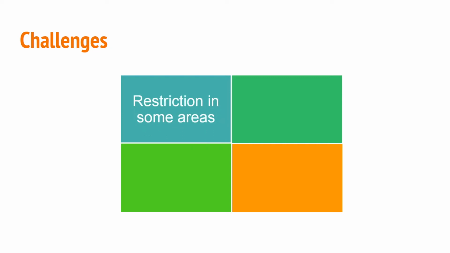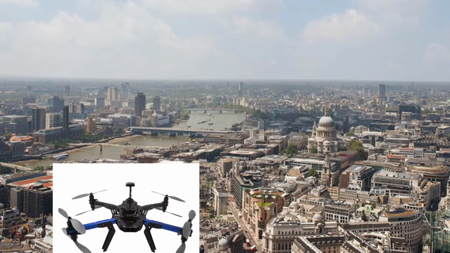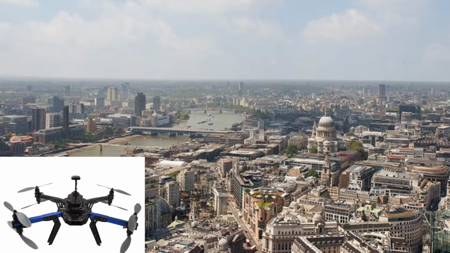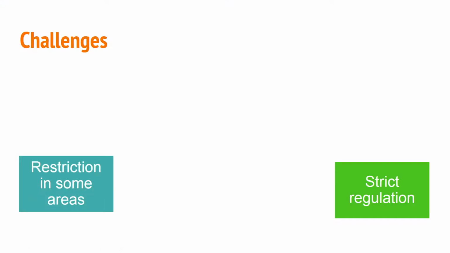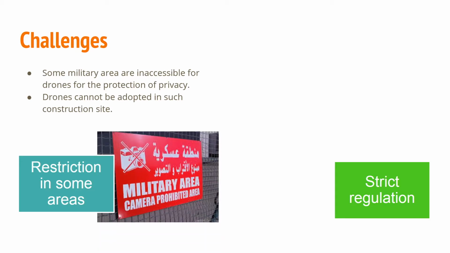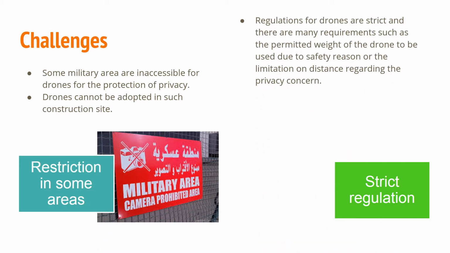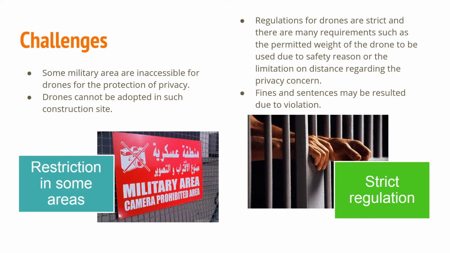Next, I'm going to talk about the challenges of using drones. Before I begin, we need to first realize one special issue about drones. Drones are small in size and they can get access to different places easily without being noticed. Therefore, it raised the concern about this invasion to privacy. It leads to the restriction of the use of drones in some area, such as military area, and drones cannot be adopted in such construction sites. Moreover, for the regulations of drones, they are very strict in order to protect the privacy and safety problem. Fines and sentences may be result due to violation.